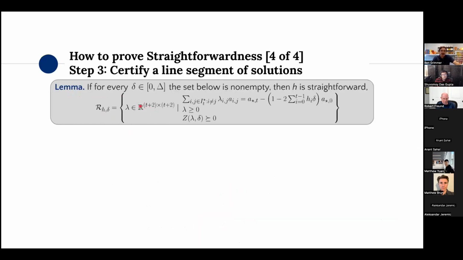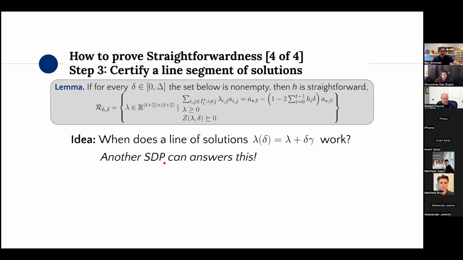So here's our lemma from before. What would be really nice is if there was a line of solutions that work. So as you change delta, I don't need to generate a new certificate. What if it just steadily changes? And the way that this certificate moves as I change delta is just some linear function. It's initially little lambda, and then as you increase delta, add on delta copies of gamma. If you go and write down what that means, pretty quickly you'll see that checking whether there is a linear certificate that works for this interval is just another semi-definite program.